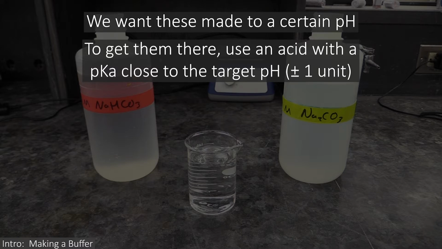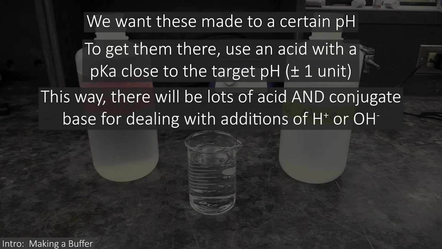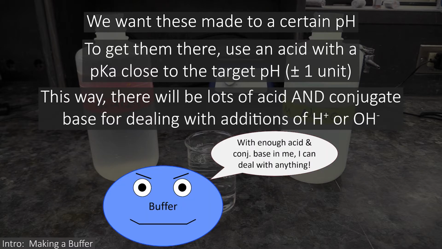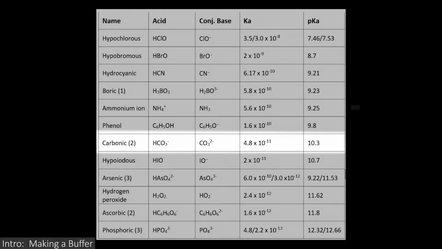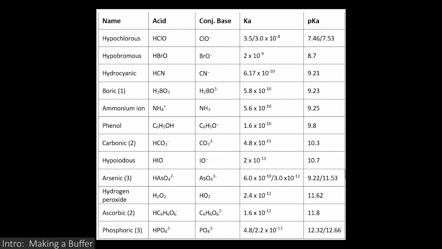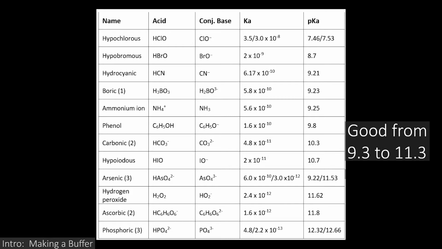The reason being, the closer a solution's pH is to an acid's pKa, the closer the concentration of that acid and its conjugate base will equal each other. And having healthy amounts of both acid and conjugate base will maximize the buffer's ability to resist pH changes, regardless of whether more acid or more base is added to the solution. Once again, going back to our bicarbonate, its pKa is 10.3, so it would be good for making a buffer with a pH between 9.3 and 11.3.